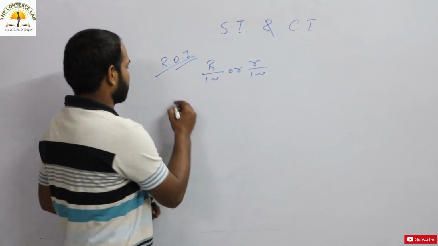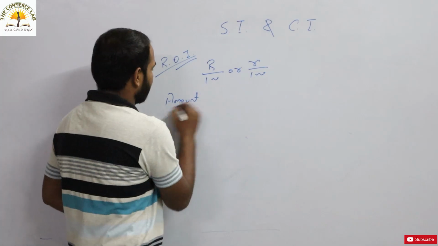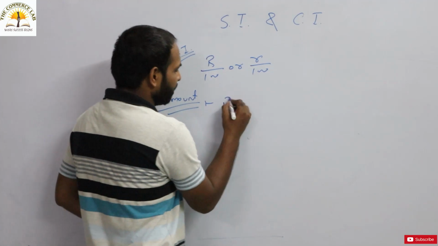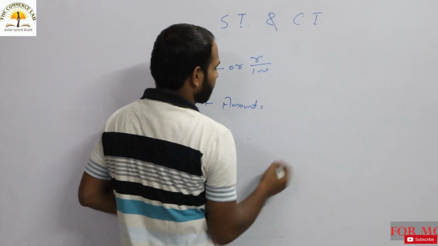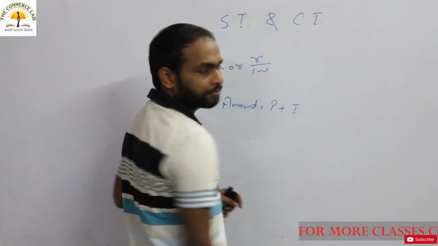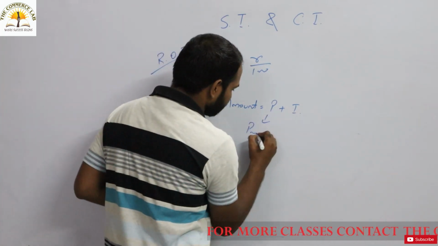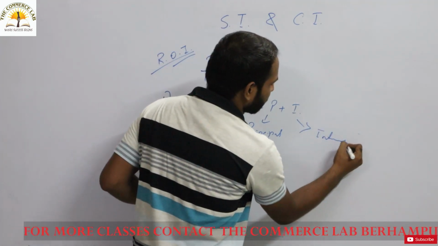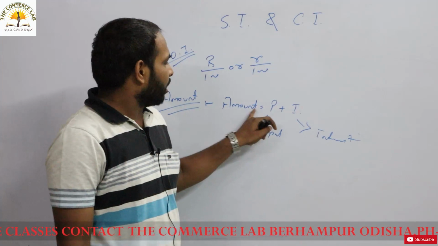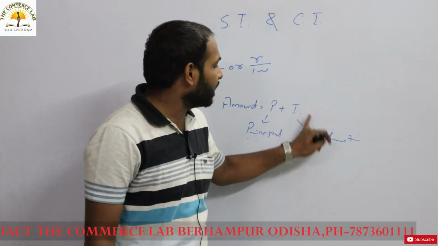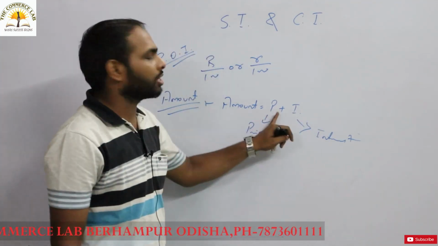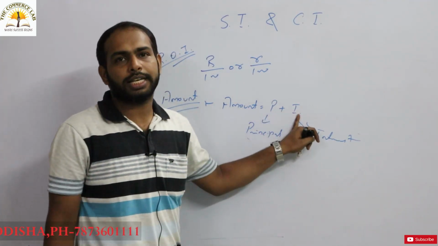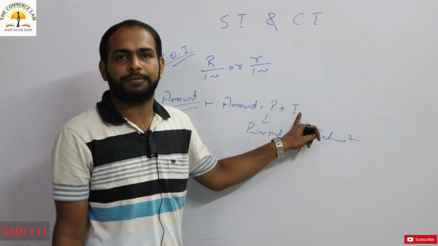Okay. Next, what do you mean by amount? Amount is equal to P plus I. Here P is known as principal, I is known as interest. So amount is equal to the sum of principal and interest. Total amount is equal to principal plus SI or CI, whatever may be, I means interest.